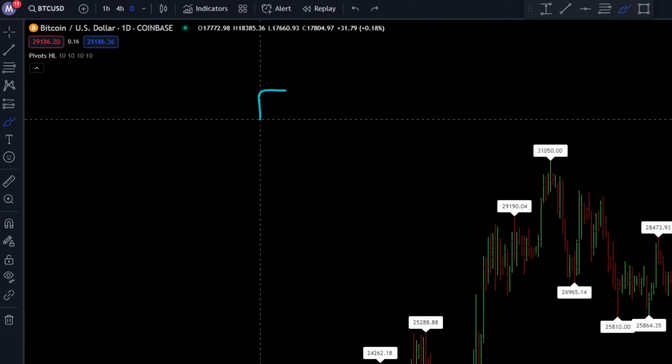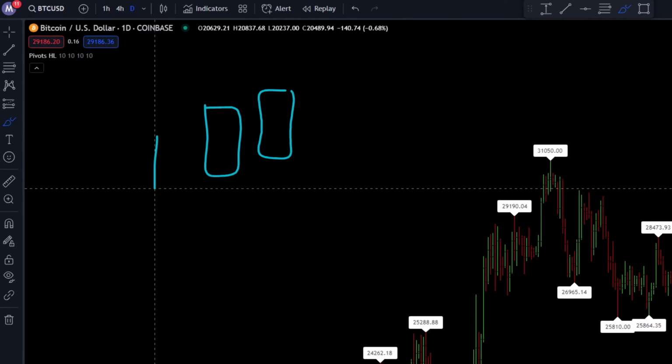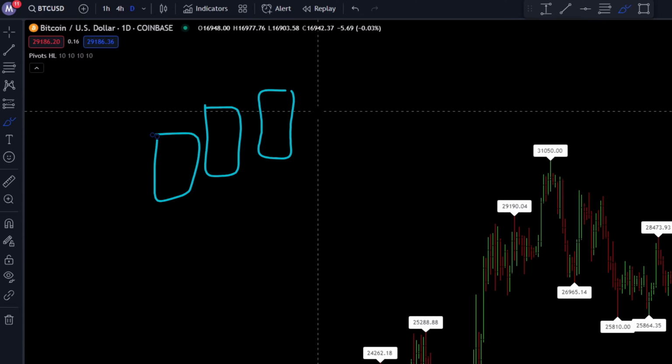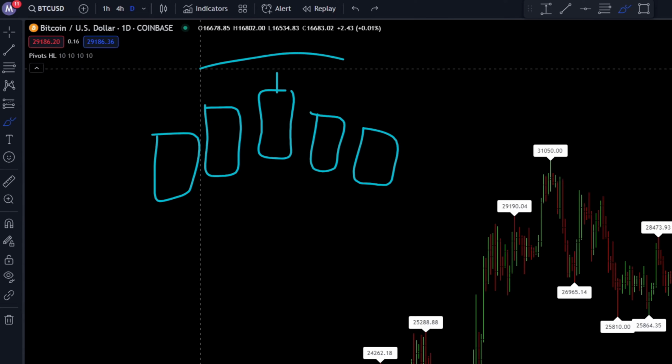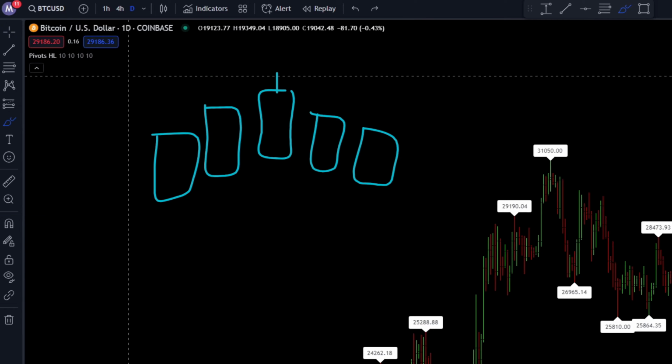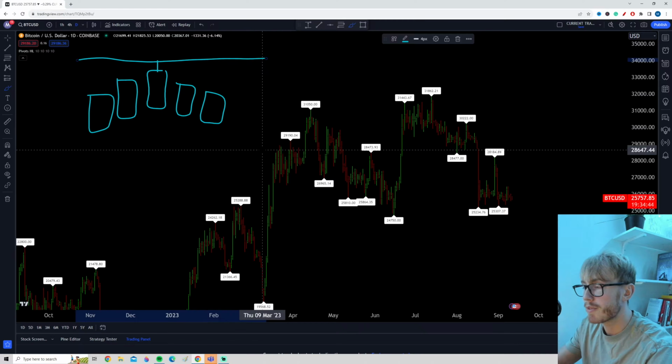A pivot high is simply when we have a candlestick where the candles to the left printed lower highs and the candles to the right also printed lower highs. So if we have a chart that looks something like this right here, this would have been the pivot high, and the opposite is true for a pivot low.